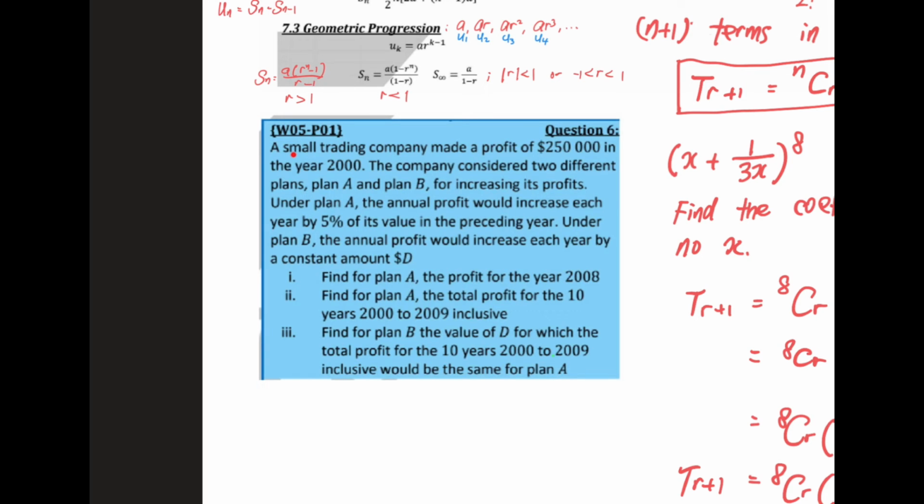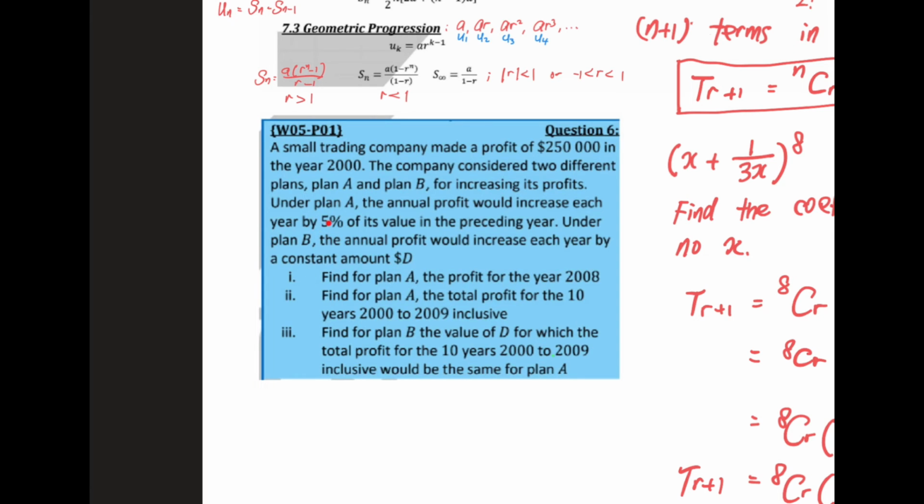So it's the application of what we learned. So you see here, a small trading company makes a profit of 250,000 in the year 2000. The company considered two different plans, Plan A and Plan B, for increasing its profit. Under Plan A, the annual profit would increase each year by 5% of its value in the preceding year. Under Plan B, the annual profit would increase each year by a constant amount, D.